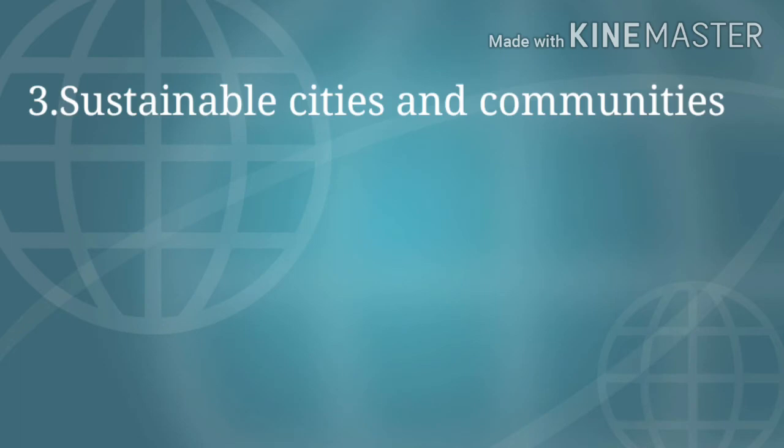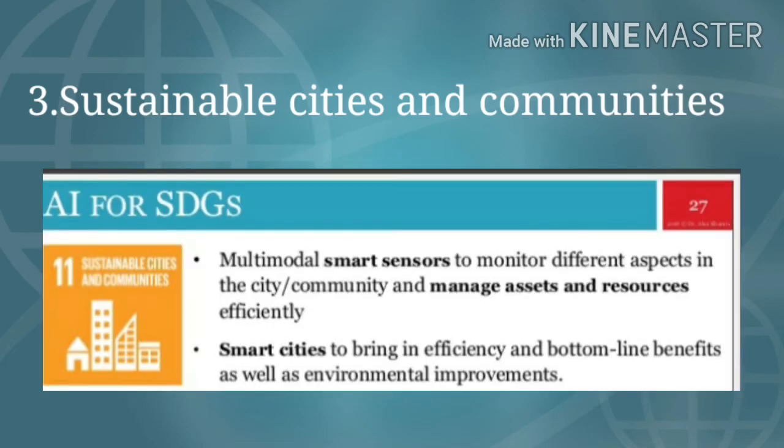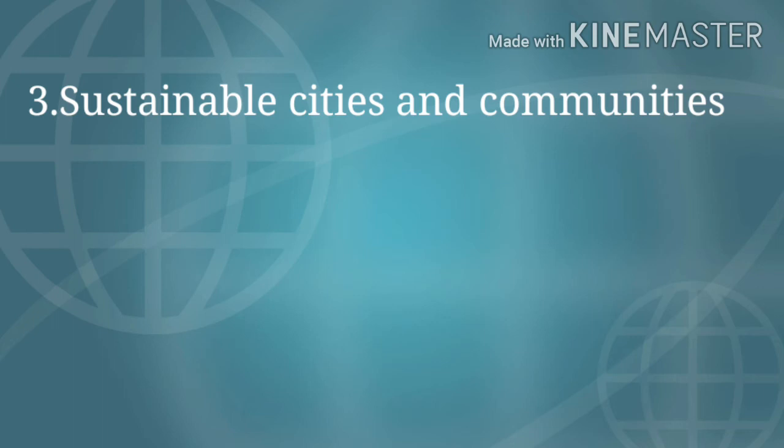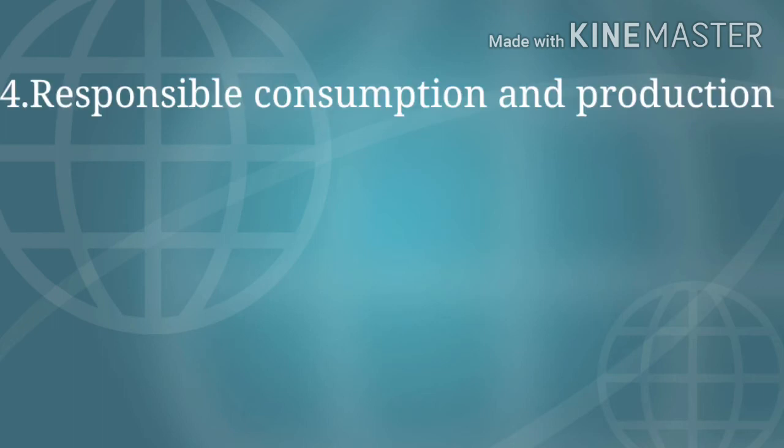And the next is sustainable cities and communities. For example, in the case of disaster management, AI using satellite imagery data along with object detection techniques can be used for creating a real-time map of flooded and non-flooded areas, which allows disaster management teams to plan better. And the next topic is responsible consumption and production.